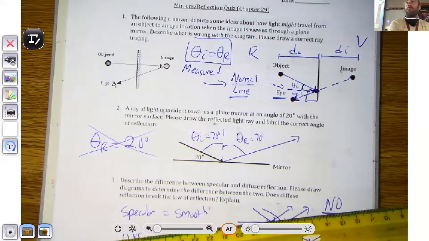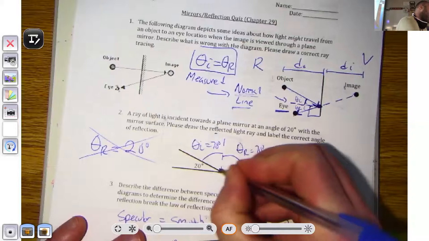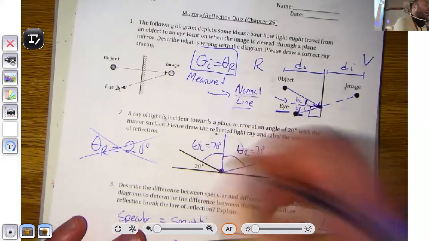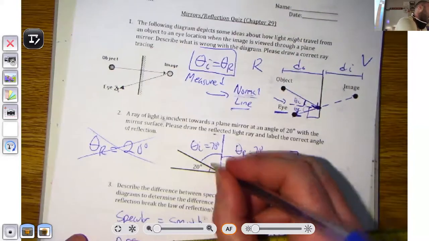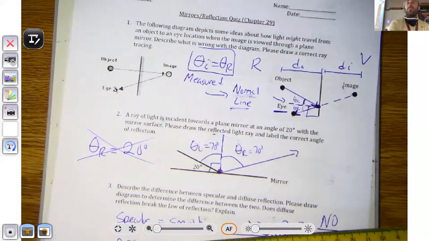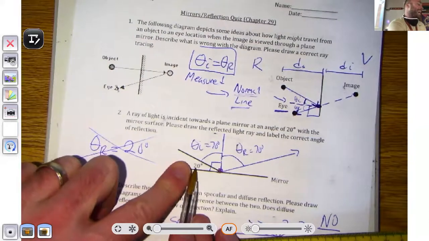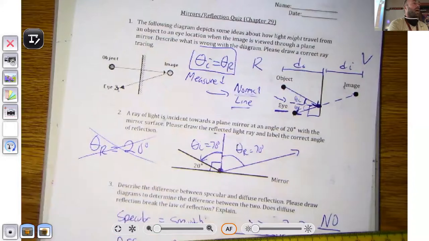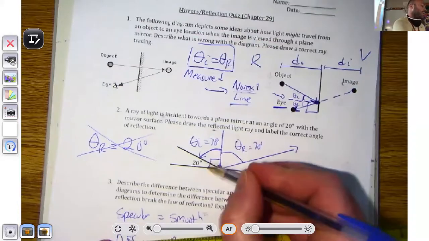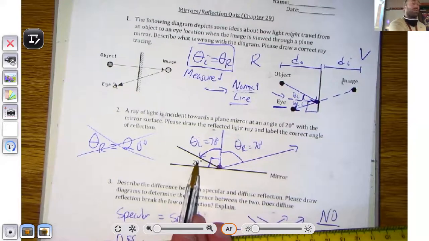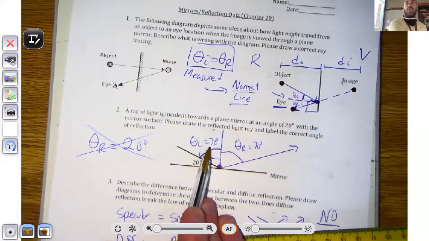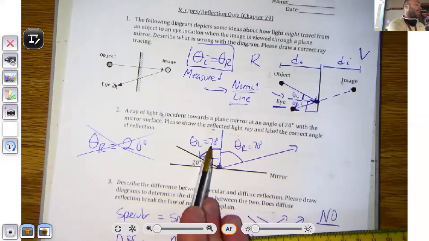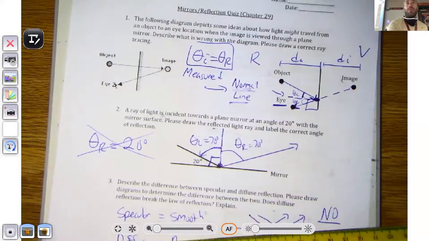Almost no one drew in a normal line. We needed to say, if this is where the light hit, we need to draw in that normal line, and that normal line makes a 90 degree angle. This 20 degree angle is not the angle of incidence, because you always measure your angle from the normal line to your incident light ray, which in this case is 90 degrees minus the 20 degrees. Well, what's 90 minus 20? It's 70. So if it was going in at 70 degrees, it was leaving at 70 degrees.